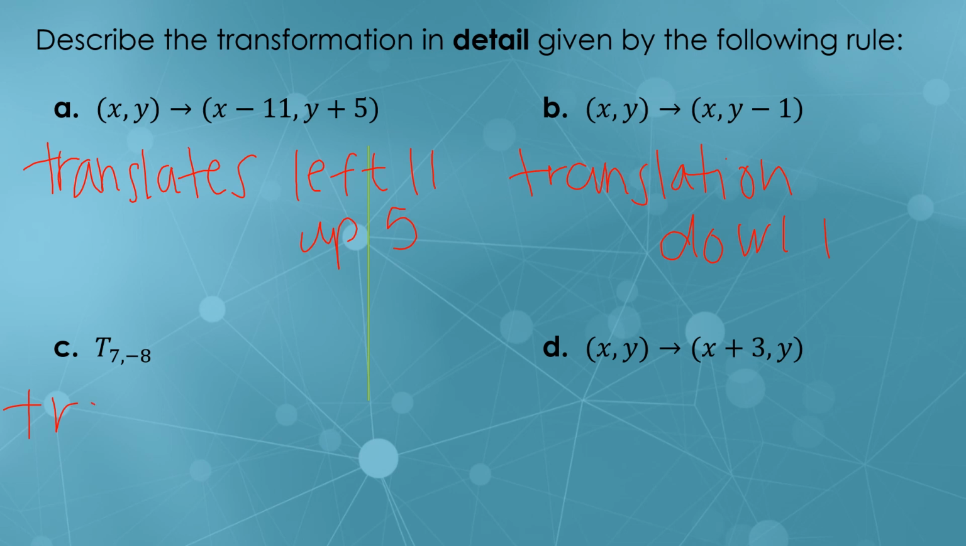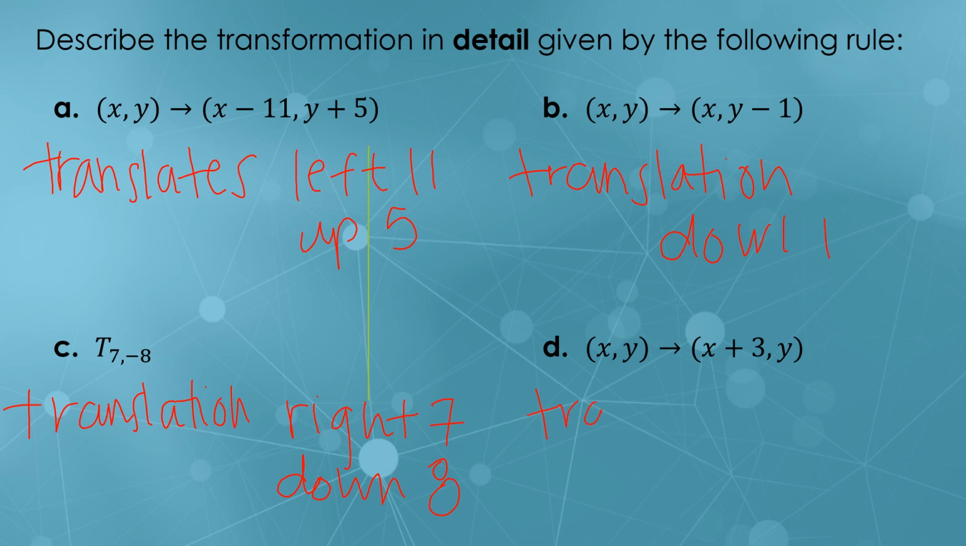On C, another translation. Obviously, these are all going to be translations because that's what we're talking about, but when you take your quiz, you take your test, they're going to be all mixed up, so you need to make sure that you tell me what type of transformation it is. Your H is 7, that means it's going to go right 7. And your K is -8, that means it's going to go down 8.